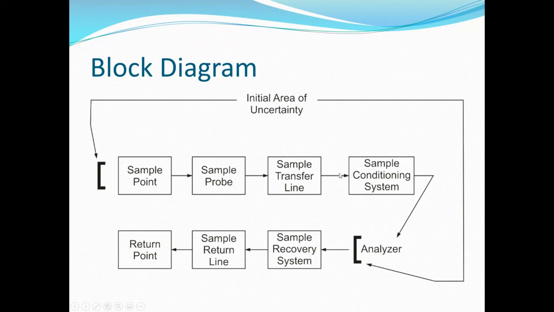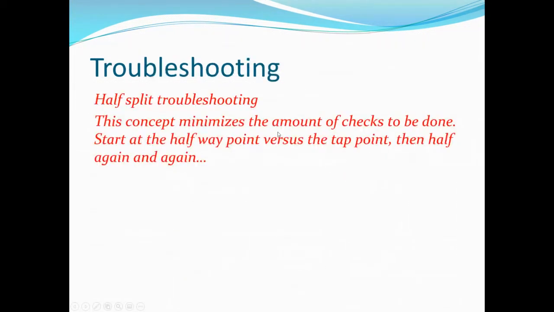If I don't have flow here, then it's probably something in this area. If I do have flow here, but I don't have flow here, that tells us that it's probably going to be in the sample conditioning system. So again, using the block diagram effectively will help you zone in on your area of uncertainty, using a method called half-split troubleshooting.